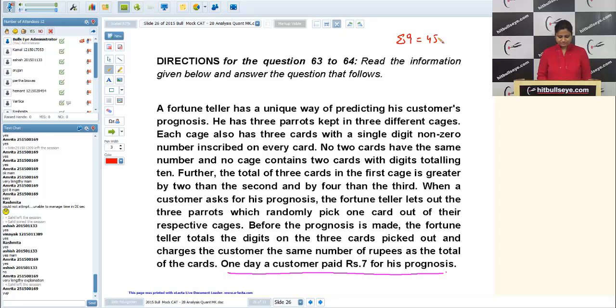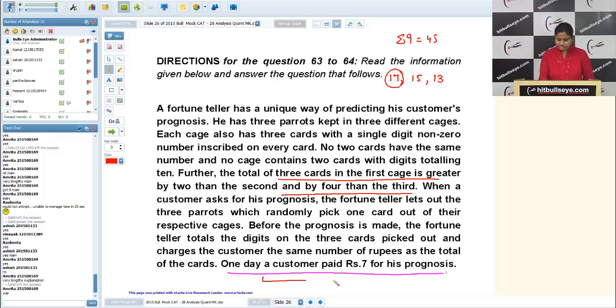So the total should be 45. If the total should be 45, now coming to this line: the total of 3 cards in the first cage is greater by 2 than the second, and by 4 than the third. So all the cages will contain a total of either 17, 15, or 13. Now if we come to 17.